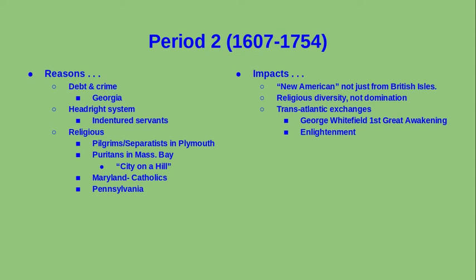Think about impacts of this immigration period too. Hector St. Jean Crevecoeur, who we'll talk about later on, writes a document about, quote, this new American. He's not just from the British Isles. You see religious diversity, not domination by one group, because there are so many different religious groups. And again, the impact of these transatlantic exchanges. Enlightenment ideas come over from Europe. George Whitefield, one of the preachers of the First Great Awakening.